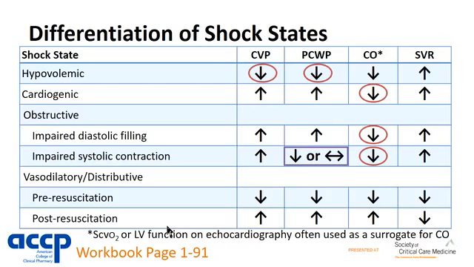The last shock state that we'll talk about differentiating would be vasodilatory. And I think that this one is also confusing because the arrows can go a lot of different ways depending upon where you are in your stage of vasodilatory shock, particularly septic shock. But when I think about vasodilatory shock, again, the hallmark here is low SVR or low afterload.